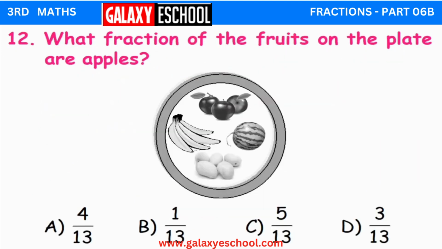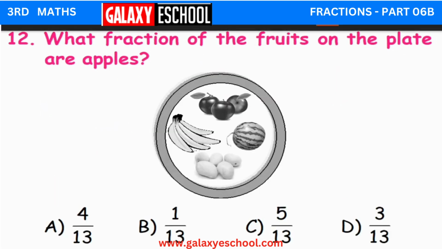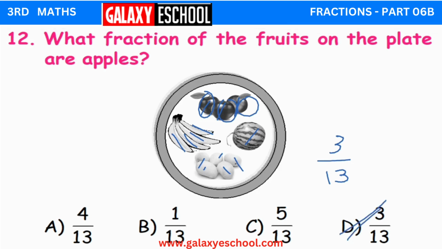Next, what fraction of the fruits on the plates are apples? First, let us count the total number of fruits. 1, 2, 3, 4, 5, 6, 7, 8, 9, 10, 11, 12, 13. And what is the number of apples we have? 1, 2, 3. So, 3 by 13 becomes our correct answer.